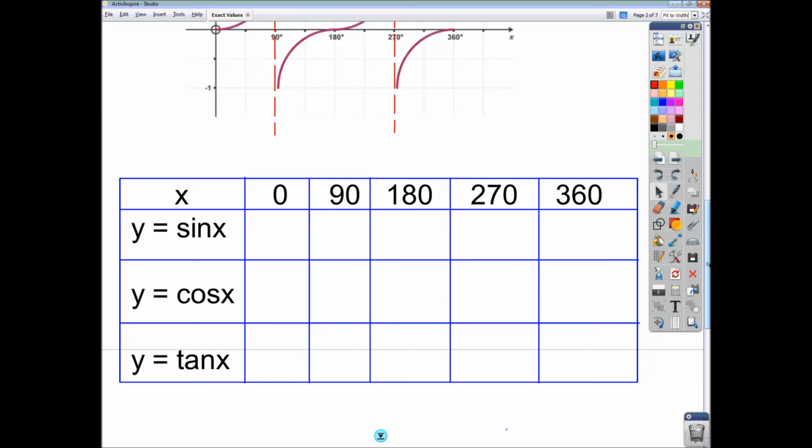So you really just need to know these, and for identifying how the graph behaves at values of x such as 0, 90, 180, 270, and 360, you just picture the graph in your head and say what the exact value is. So you know that sine of 0 is 0, sine of 90 is 1, sine of 180 is 0, sine 270 is negative 1, and sine 360 is 0.